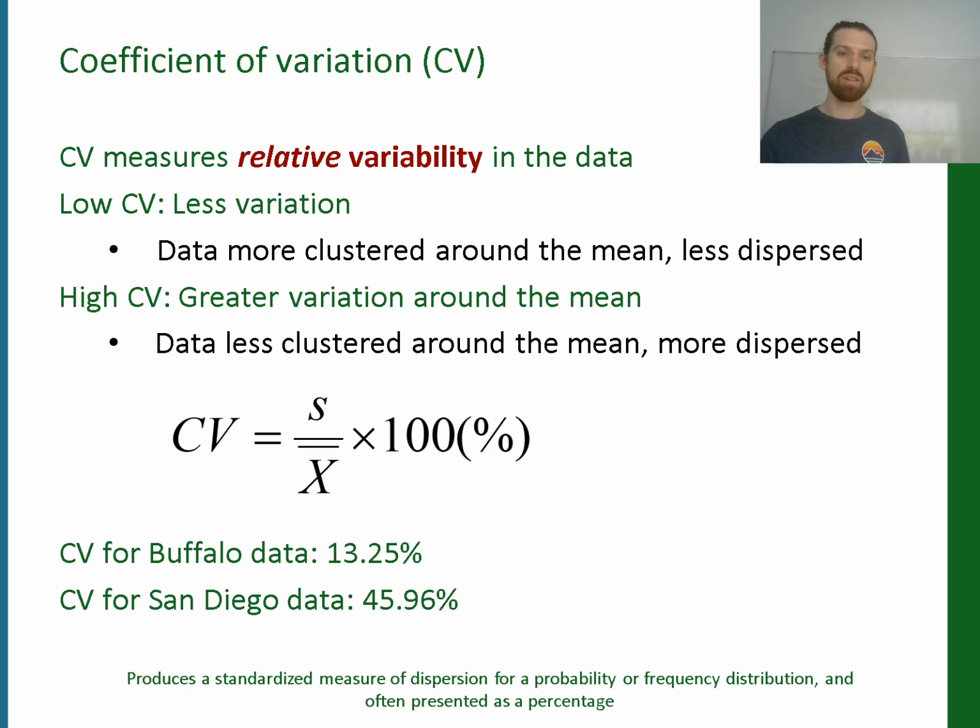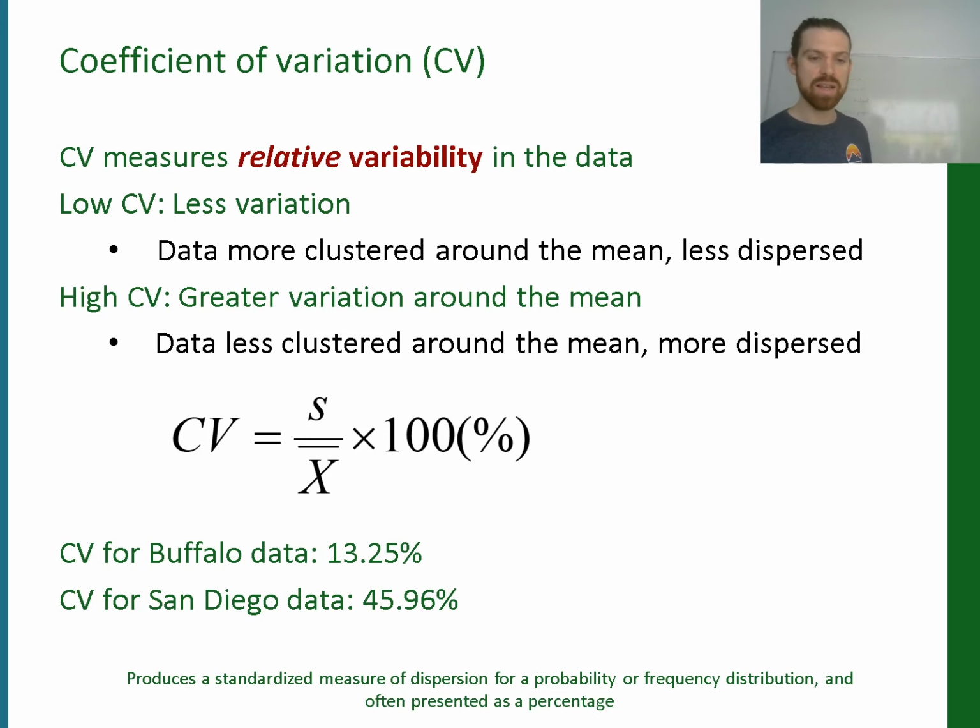So the coefficient of variation is relative to the data that you have. What this basically means is that we can think of it in more of a percentage term, and that way we abstract away from the units upon which they were measured. If you have a low coefficient of variation, that means you've got less variation in the data overall. The data are more clustered around the mean, less dispersed. Whereas if you have a high coefficient of variation, then you've got far more variation, and the data are less clustered around the mean, much more dispersed.